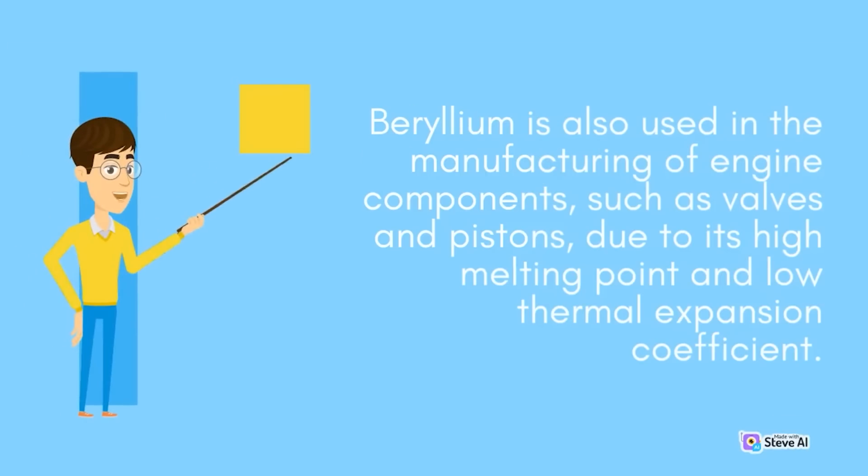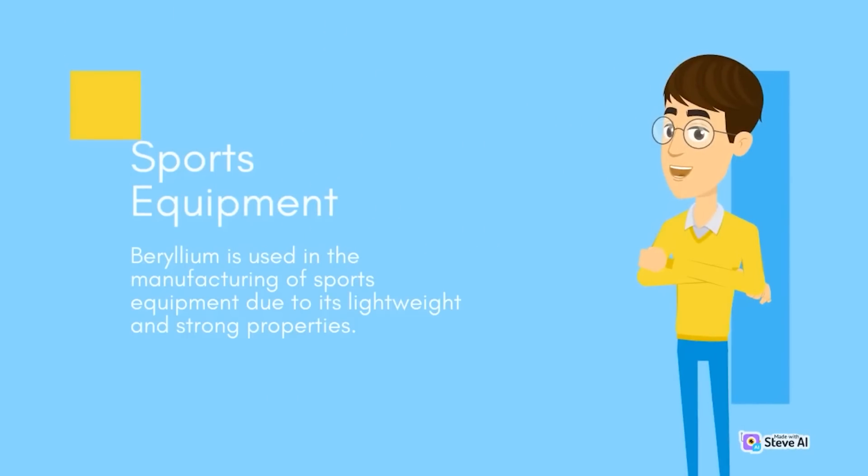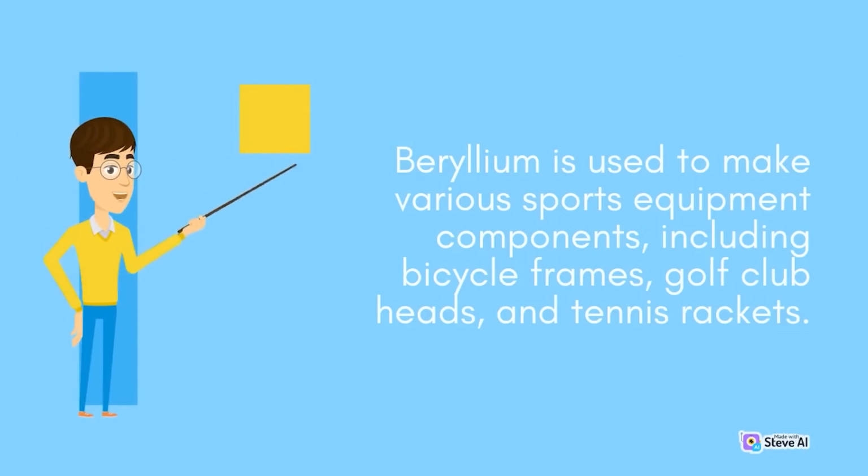Beryllium is also used in the manufacturing of engine components, such as valves and pistons, due to its high melting point and low thermal expansion coefficient. Sports equipment. Beryllium is used in the manufacturing of sports equipment due to its lightweight and strong properties. Beryllium is used to make various sports equipment components, including bicycle frames, golf club heads, and tennis rackets.